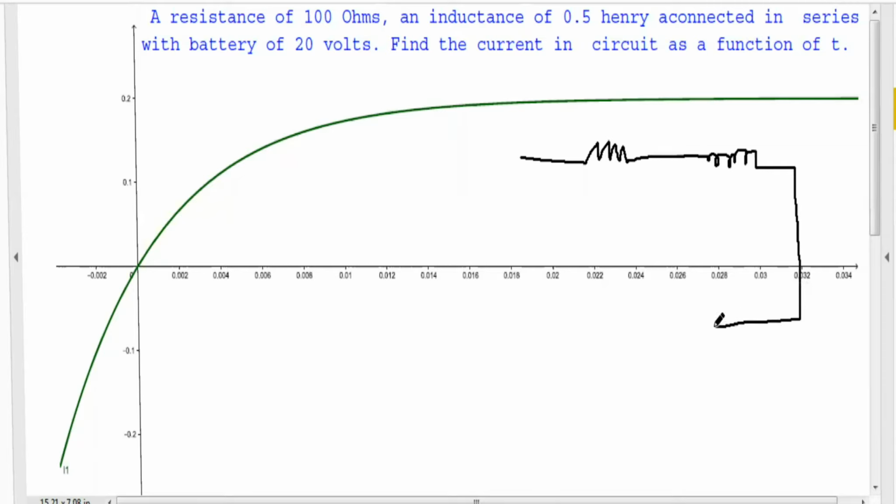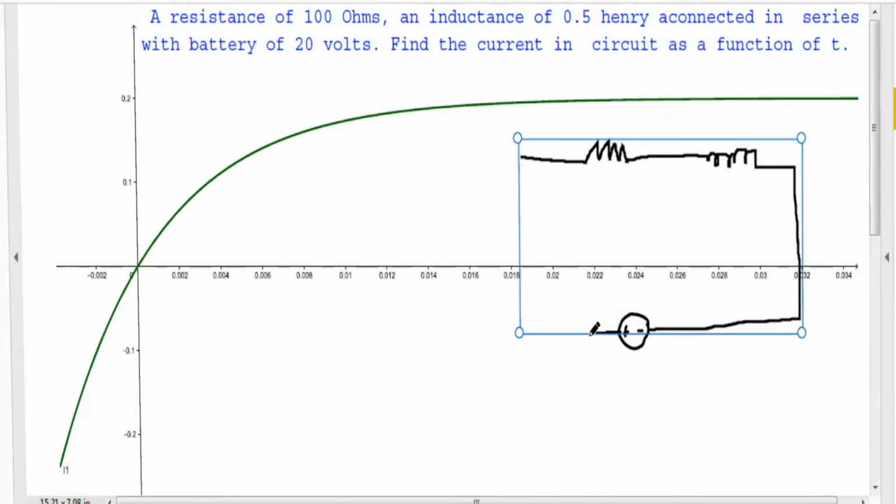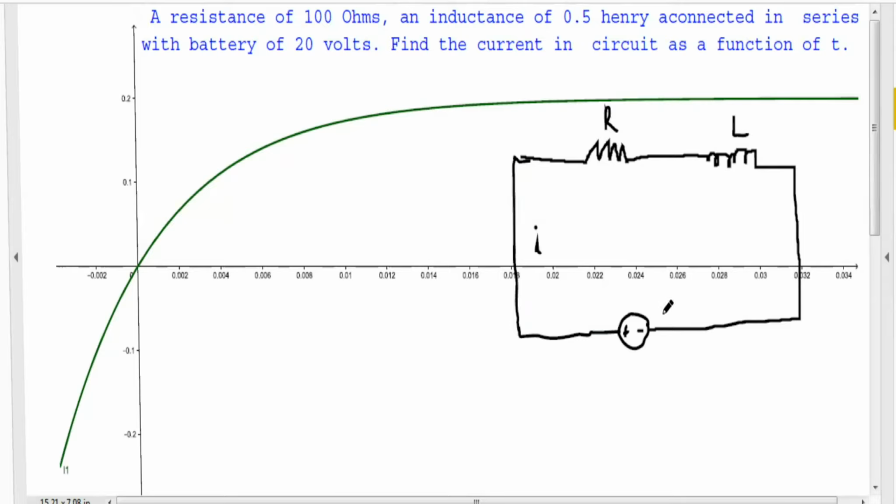The voltage source goes from minus to plus. The current flows in this direction, and the current is I. We have resistance R, inductance L, and the electric source, the voltage source, which is E. This is the source term in the differential equation.